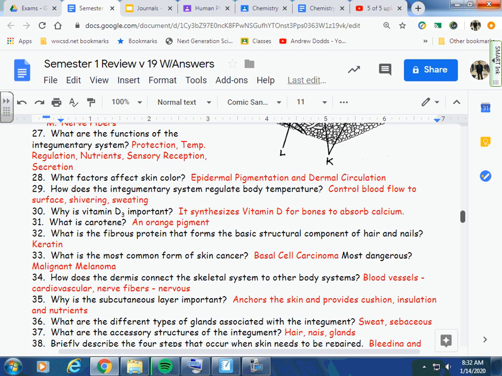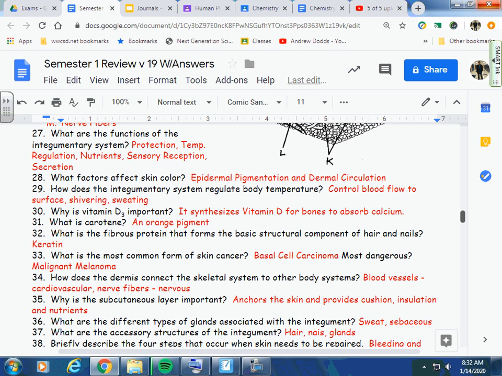29, how does the integumentary system regulate body temperature? It controls blood flow to the surface. More blood flow to the surface allows us to lose more heat if we're trying to cool down. Also with shivering, the erector pili muscles contracting, and then of course sweating if we're too hot.